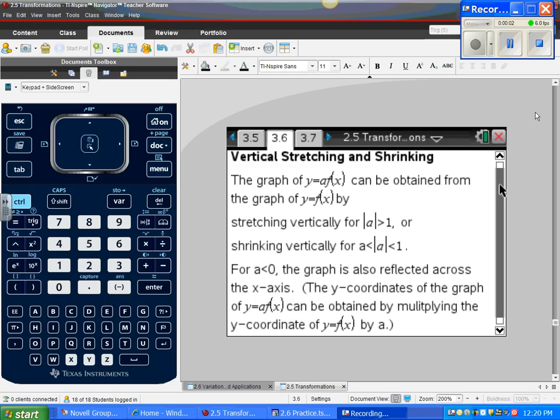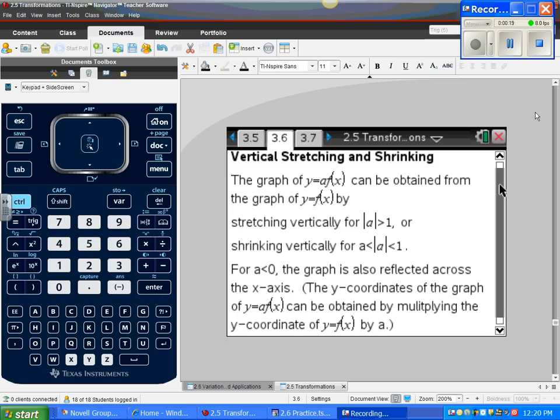Okay, so this is for Mrs. Cucci's College Now Pre-Calculus class. This is the second part of lesson 2.5 where we left off. We should be on page 3.6, and we're talking about vertical stretching and shrinking.